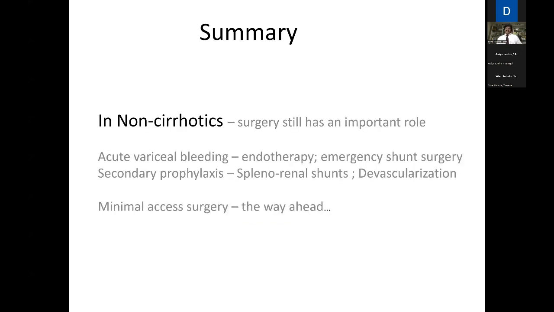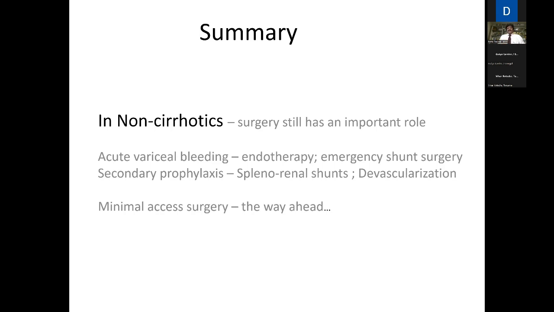Whereas in non-cirrhotics, the two groups I mentioned, the extrahepatic portal venous obstruction and non-cirrhotic portal fibrosis, which are quite numerous in India, surgery still has an important role. When patients with either EHO or NCPF come with acute variceal bleeding, initially we try endotherapy, banding, sclerotherapy, and so on. If they do not respond to that, we should consider these patients for emergency shunt surgery. And the shunt surgery we follow is a proximal splenorenal shunt with removal of the spleen, because once you remove the spleen, the hypersplenism is taken care of, and the huge burden of dragging pain and a big mass in the abdomen is taken care of.